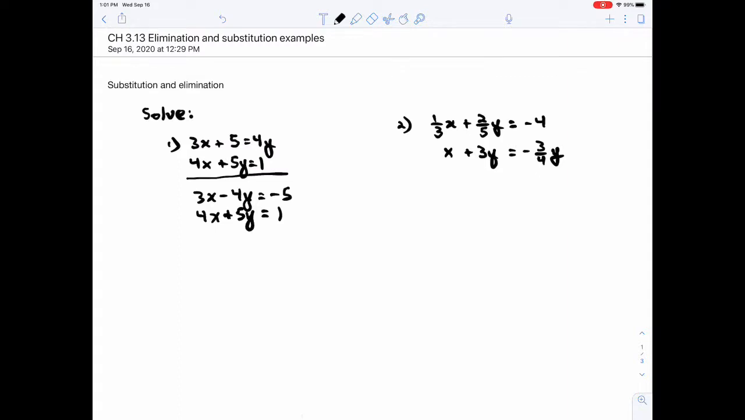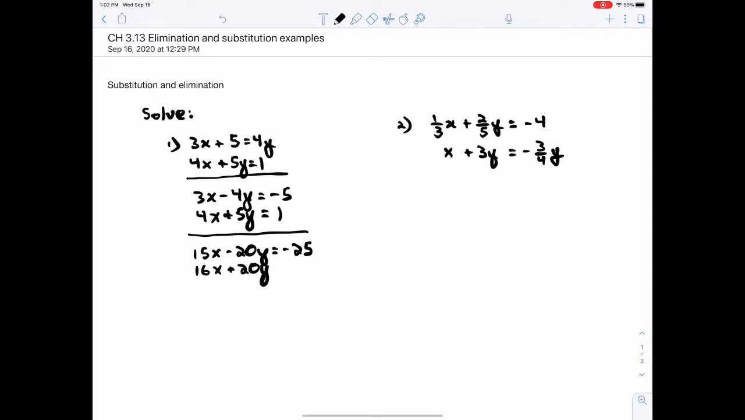So I'm going to multiply the top one by 5, because I can get them both to be 20, one of them negative 20 and the other one 20. I'm going to multiply the top one by 5 and the bottom one by 4. So if I multiply the top equation by 5, I get 15x minus 20y equals negative 25. And if I multiply the bottom equation by 4, I get 16x plus 20y.